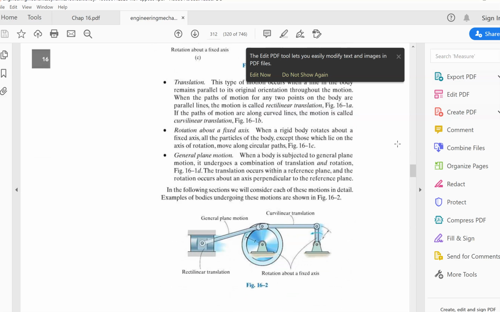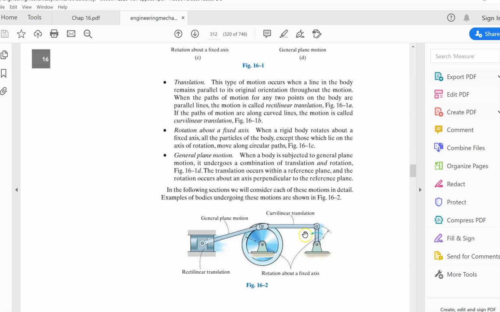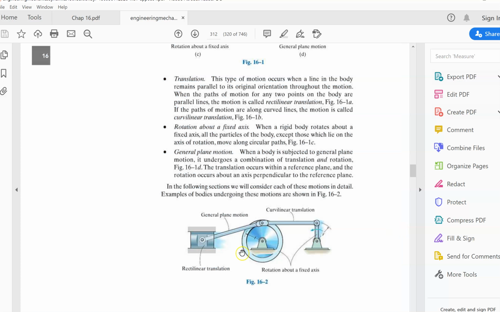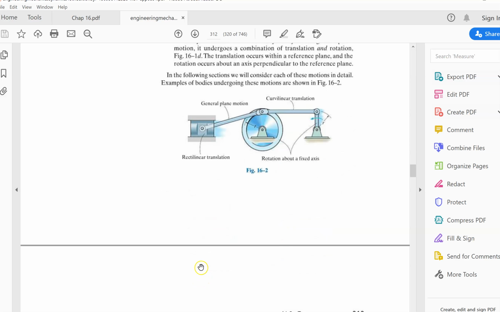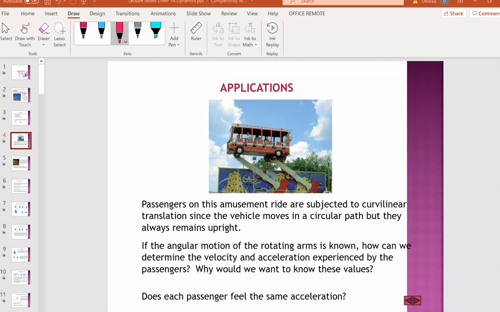Example like this, you see this. This object is a piston that's moving linearly, up, down, up, down. This arm will be moving in a curvilinear translation, because it's going up and down, and this will be rotating about a fixed axis. So this is what is meant by this chapter, where you can have a combination of a few movements. The first part will be going into translation. So let me go back to the lecture notes.